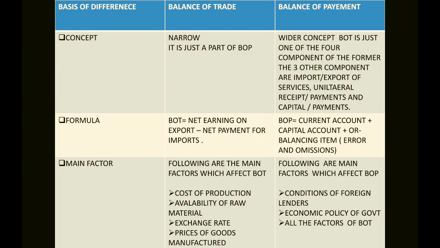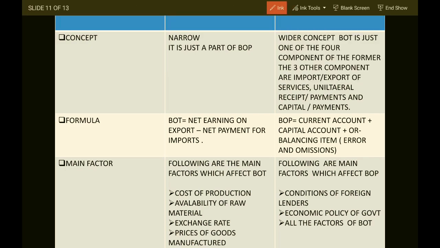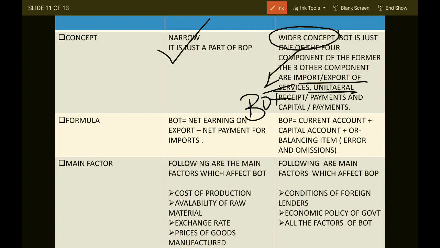Now, concept: balance of trade is a narrow concept because it just concerns the visible items, whereas balance of payment is a wider concept, as balance of trade is a component of balance of payment only. So the scope of balance of payment is wider. It includes import and export of services, unilateral receipts and payments, and capital payments.